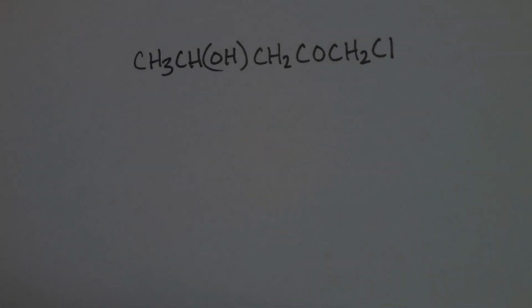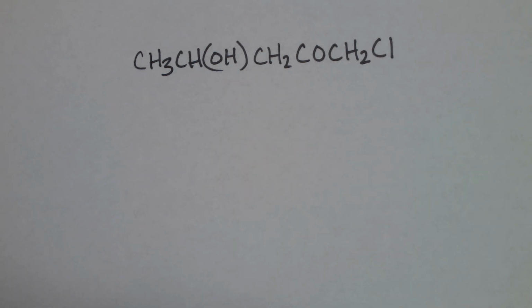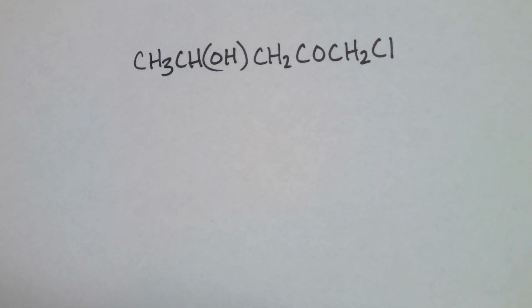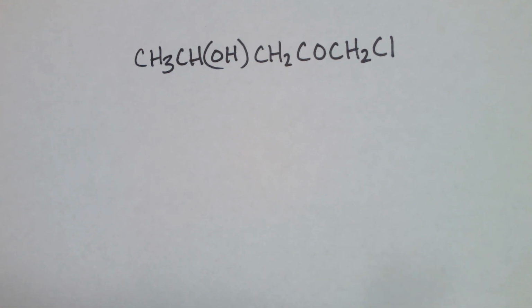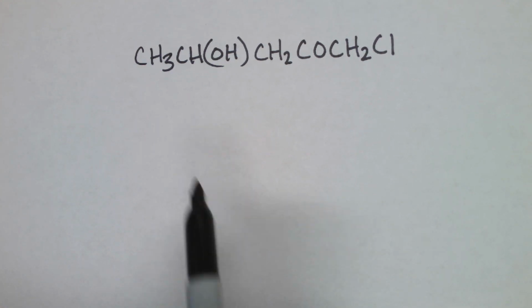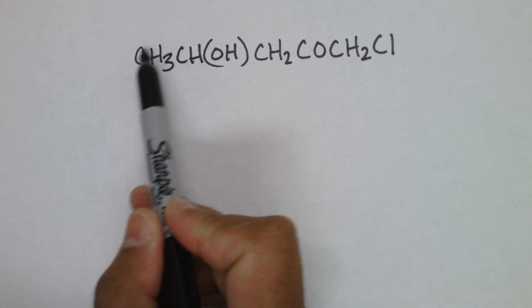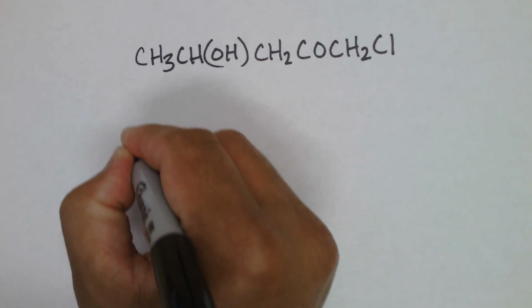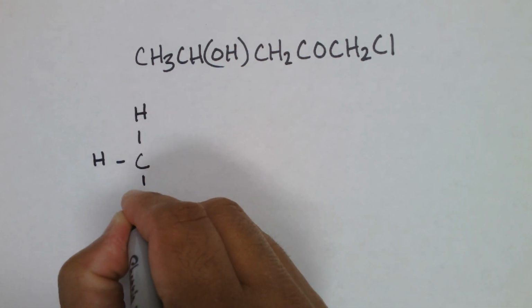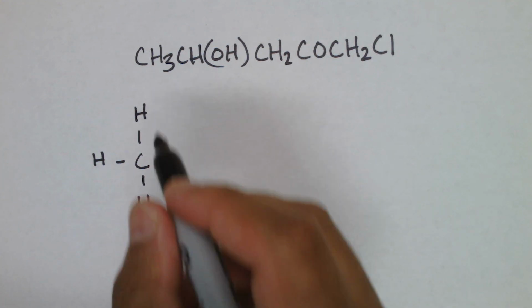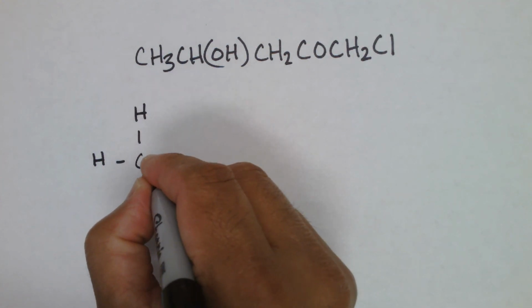So we saw examples of aldehydes. Now let's look at an example of a ketone. So let's convert this condensed formula into a Lewis structure. We'll go from left to right. Here's the CH3 group. And it's bonded to this next carbon in the chain.